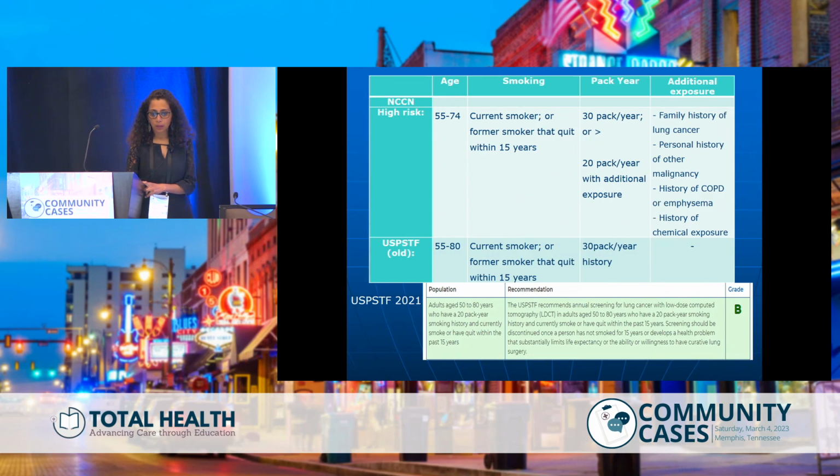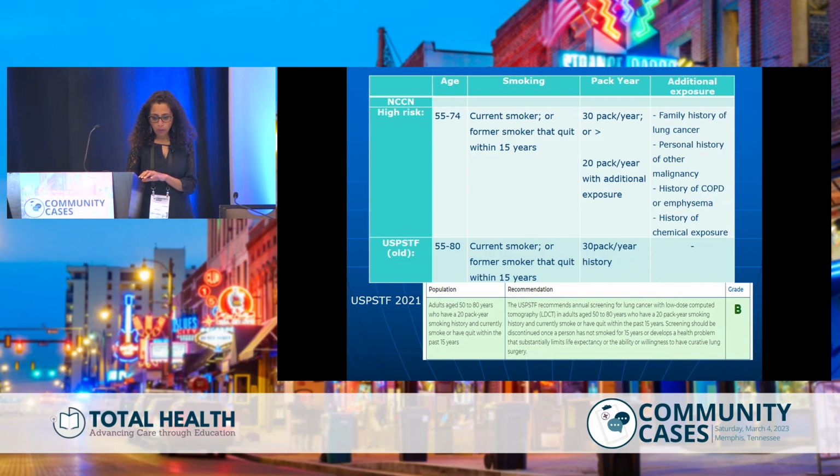The original guidelines, NCCN always had 55 to 74 years, current smokers or former smokers that quit within 15 years with a 30-pack year smoking history or family history of lung cancer. They also take additional exposure like family history, personal history of another malignancy, history of COPD, or history of chemical exposure. And when the pack year comes down to 20 pack per year, the USPSTF, the old guidelines, 55 to 80 current smokers, and they had to have 30 pack per year smoking history.